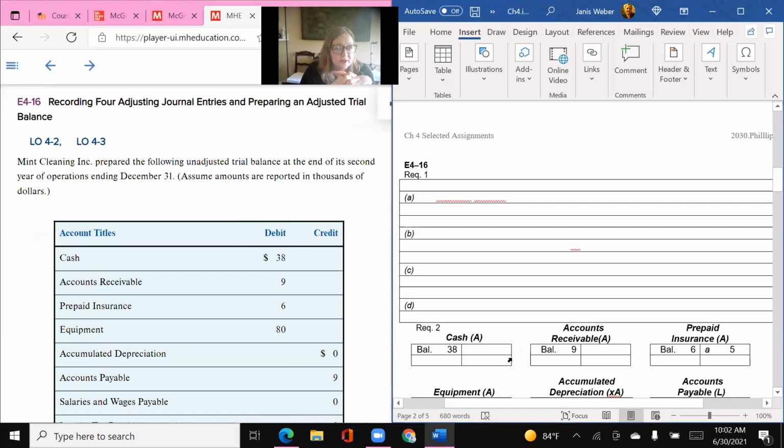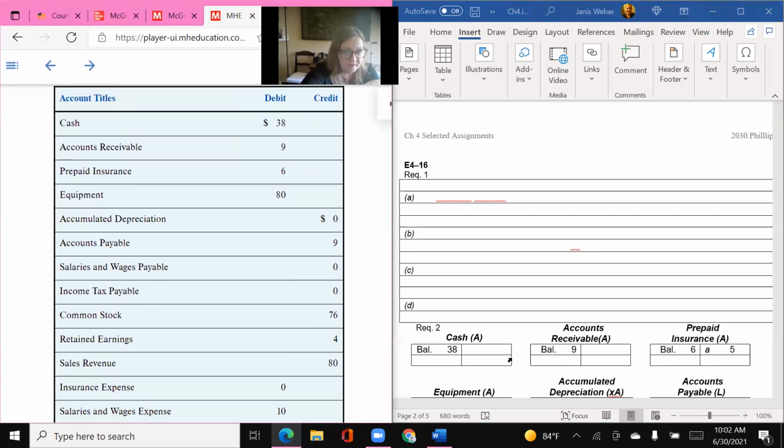So what we've got is Mint Cleaning Company prepared the following unadjusted trial balance at the end of its second year of operation ending December 31st. Assume the amounts are reported in thousands of dollars, but we're just going to keep them as they are rather than putting 3 zeros behind each one of them. So you see they showed the balance in each of these accounts.